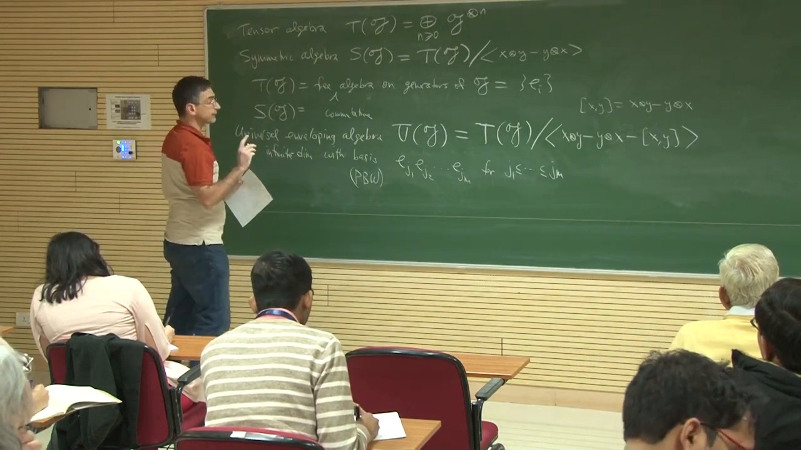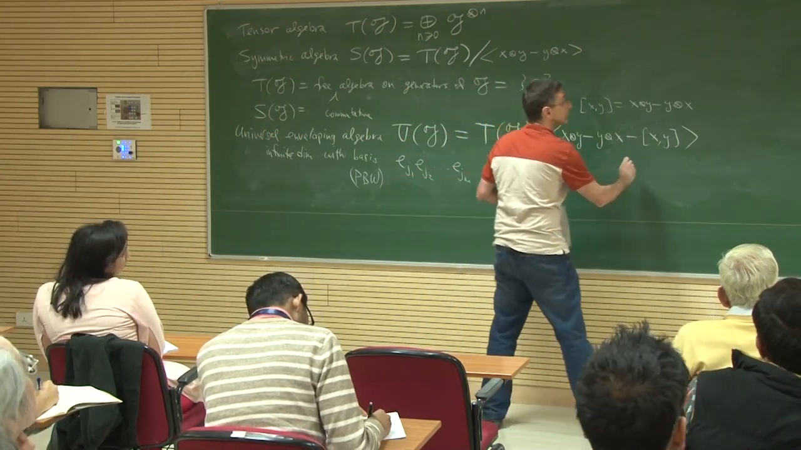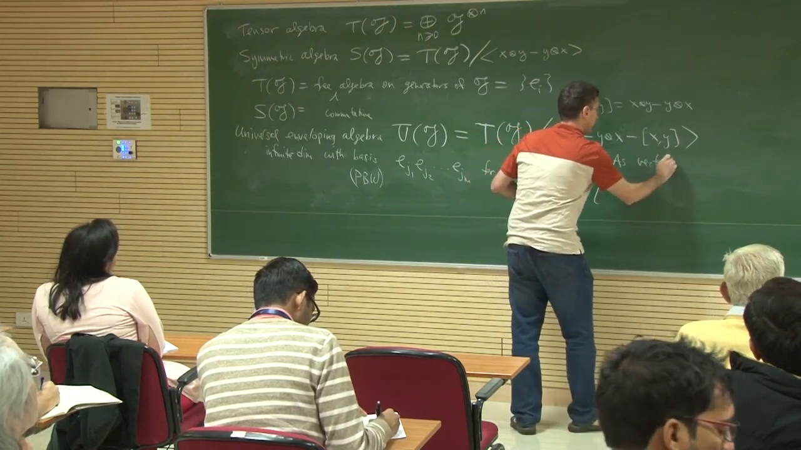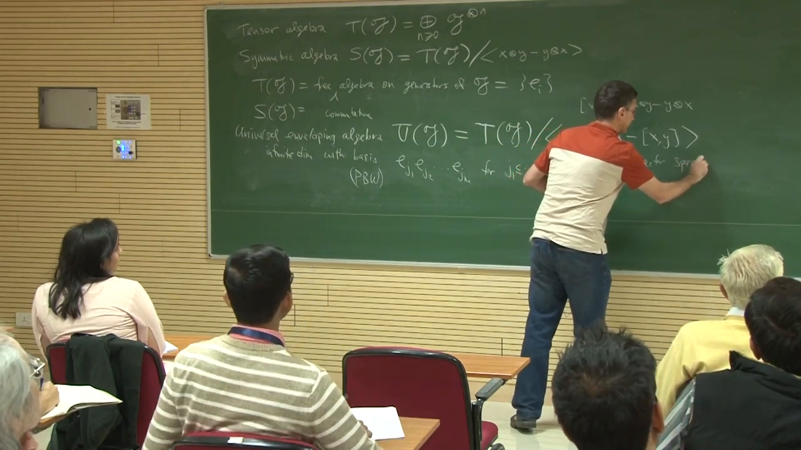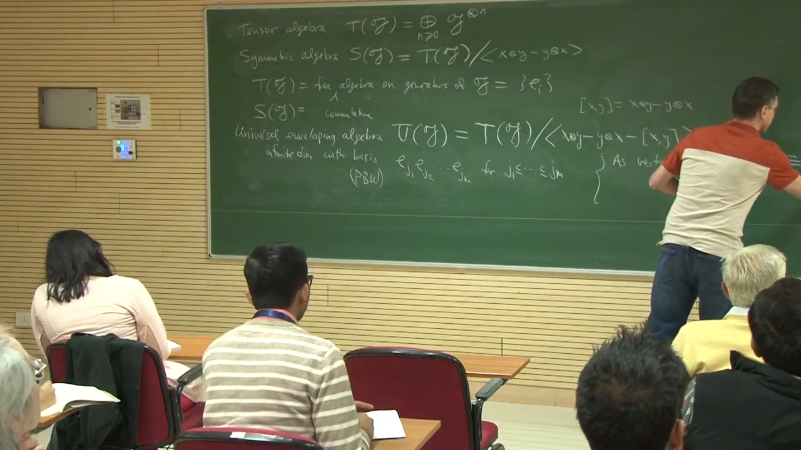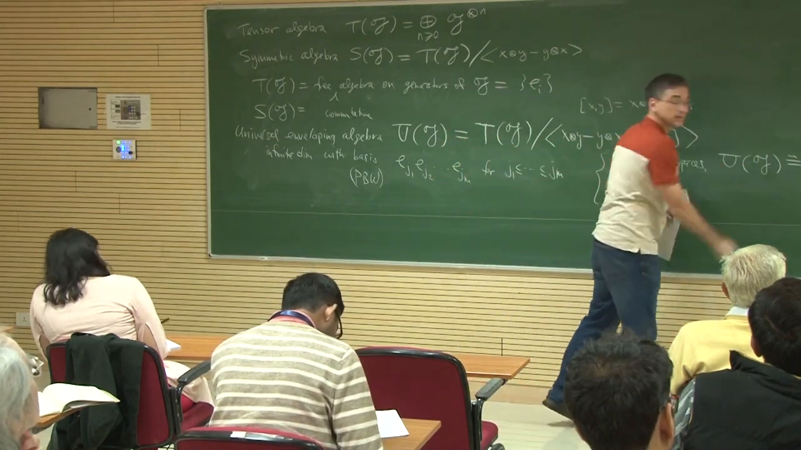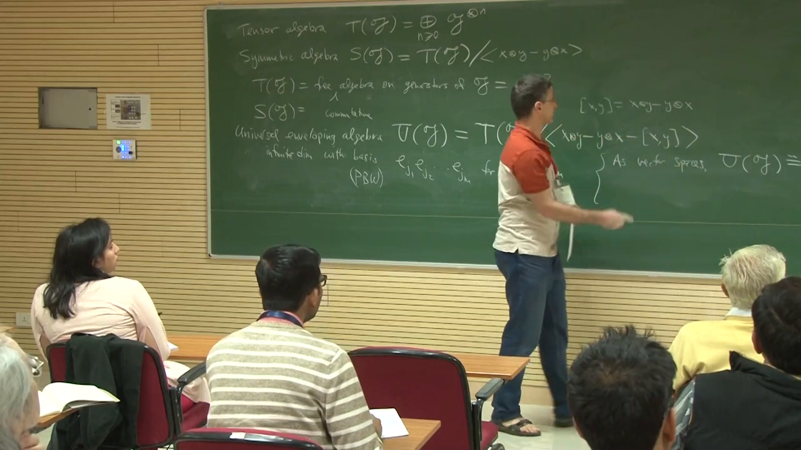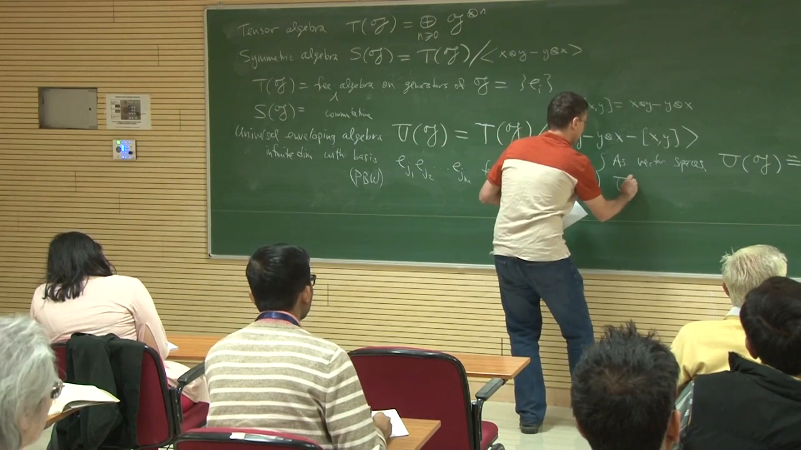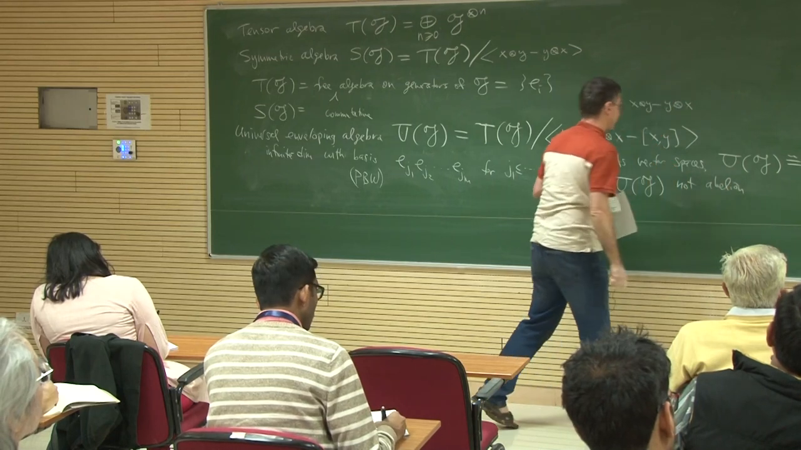Now, as vector spaces, I should point out to you, let me just make a remark here. As vector spaces, the universal enveloping algebra is isomorphic to the symmetric algebra, as vector spaces. But whereas this guy is an abelian Lie algebra, this one is not, because it has a non-trivial Lie bracket. Right? So this is not abelian.